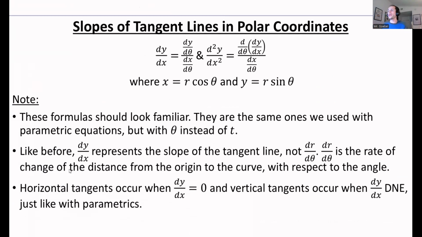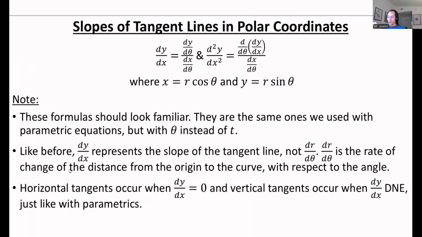Here are the equations for the first derivative and the second derivative in polar coordinates. Now, when you look at these 2 equations, you should be thinking, that looks awfully familiar. That looks like the parametric equations, right? dy d theta over dx d theta. It's basically the same thing. It's just instead of dt's, we've got d thetas. dy dx is the slope of the tangent line, not dr d theta. dr d theta would be the rate of change of the radius.